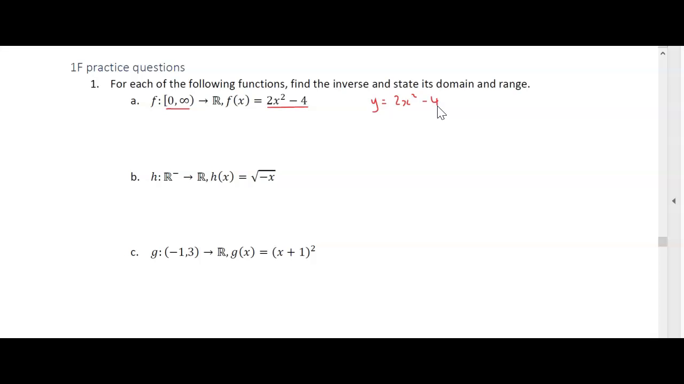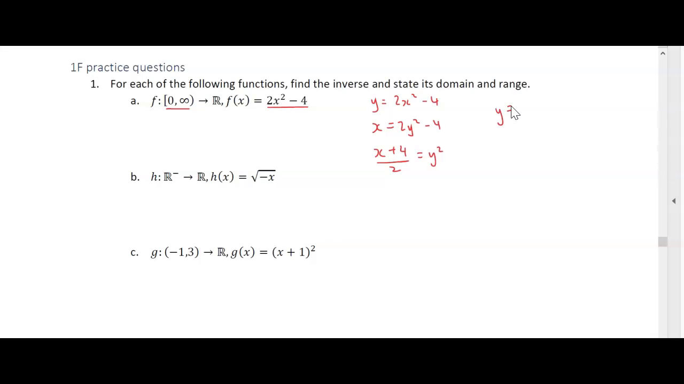Now, when you're taking the inverse, as I said before, you switch x and y. So instead of y equals, it becomes x equals, and instead of x squared, it becomes y squared. But you can't leave it like that. You do need to take y out the front. So let's just use our algebraic skills to solve this. I'm going to do a few steps in one go.